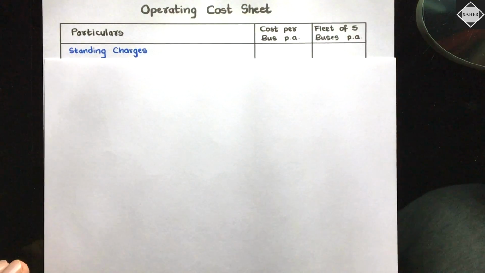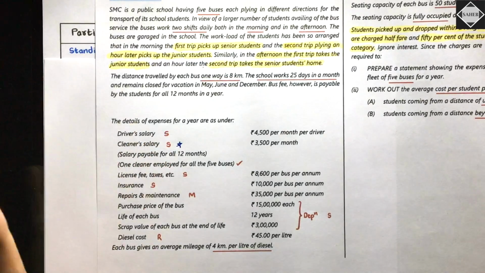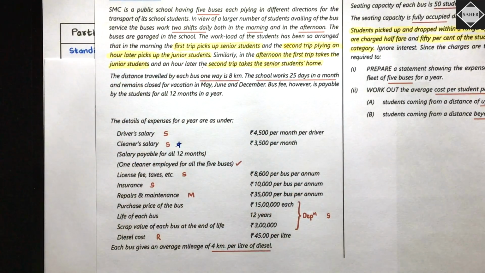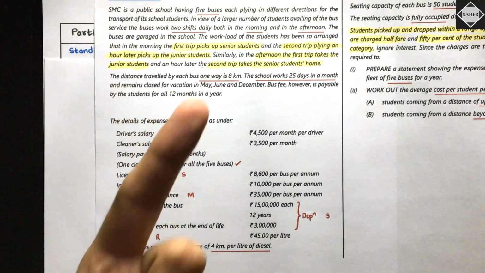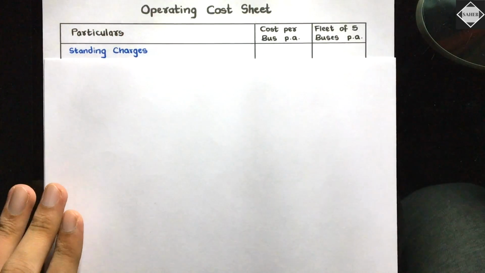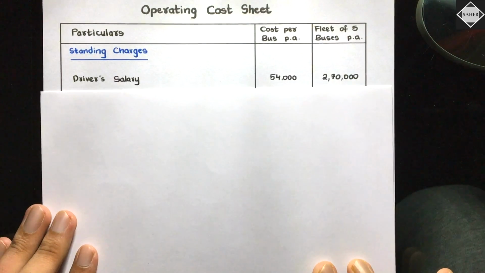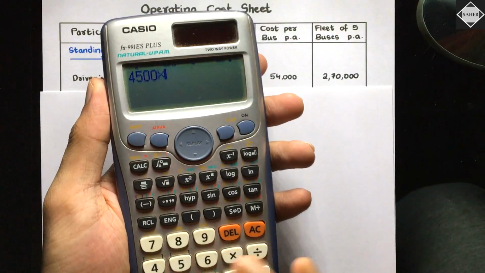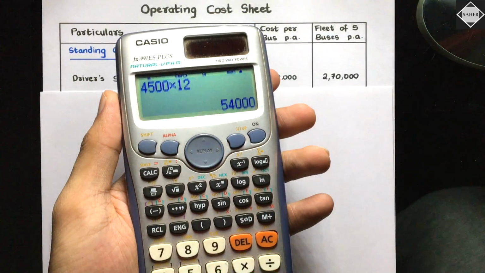So if you see in the question, we have what? Standing charge, driver's salary, you know that 4,500 per month per driver. We are thinking we have only one bus, so only one driver. How much are you going to pay? 4,500 per month. So just 4,500 into 12, that is equal to 54,000, right?